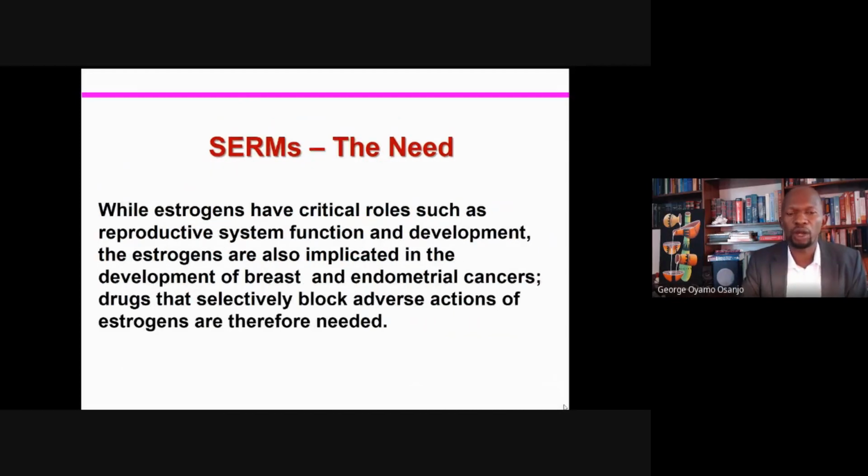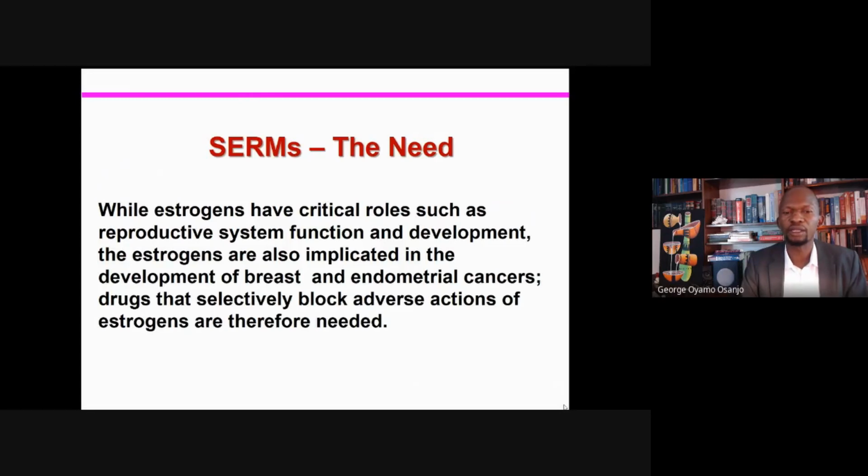Why do we require selective estrogen receptor modulators? As noted in the previous class, estrogens have a variety of beneficial effects. For example, they play a critical role in the reproductive system function and development. However, estrogens have a number of detrimental effects. For example, estrogens are implicated in the development of breast and endometrial cancers.